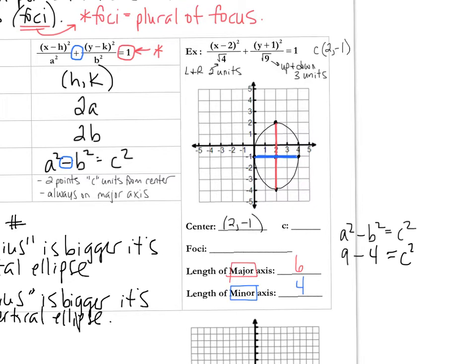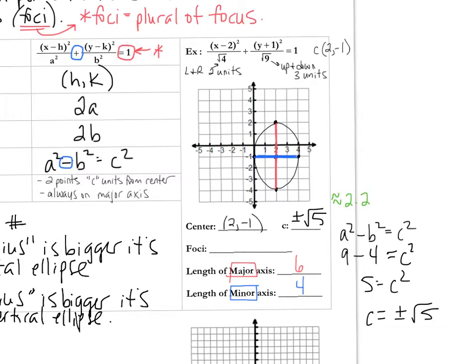Okay, so 9 minus 4 is c squared. That means that 5 equals c squared. That means that c equals plus or minus radical 5. So I just square rooted both sides there, and I used that Pythagorean Theorem type of formula to get that. So my c is plus or minus radical 5. And if you think about a decimal equivalent of plus or minus radical 5, it's about 2.2.